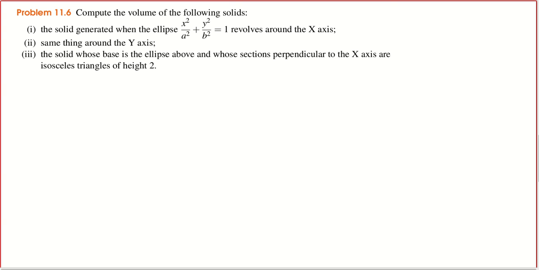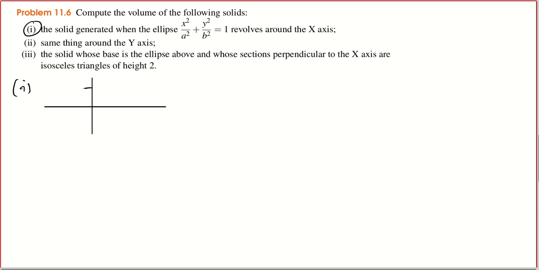Okay, we continue here with the calculation of volumes of revolution, right? So we will begin with the first one. The first one is the volume of revolution generated when an ellipse rotates around the x-axis. The shape of an ellipse is like this.